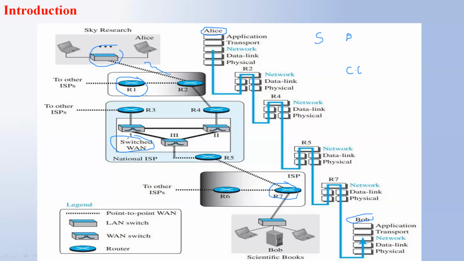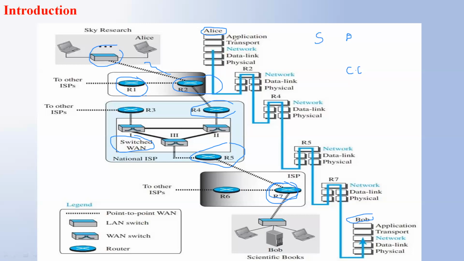So here, this picture depicts how the communication flow takes place between the source, that is Alice, and the destination host, that is Bob. The routers involved in this communication are router R2, router R4, router R5, and router R7. So there are majorly 4 different routers involved in the communication, and they are R2, R4, R5, and R7.